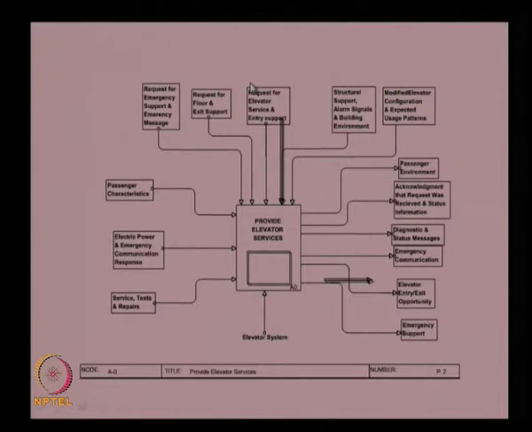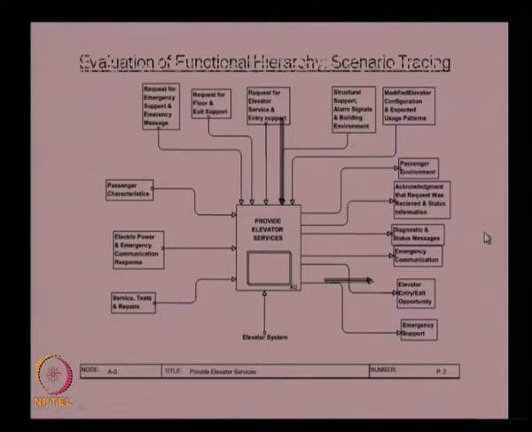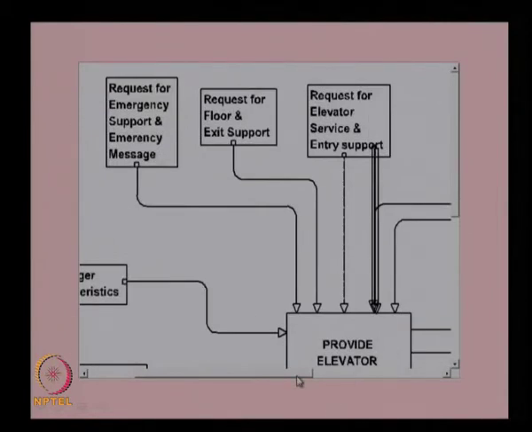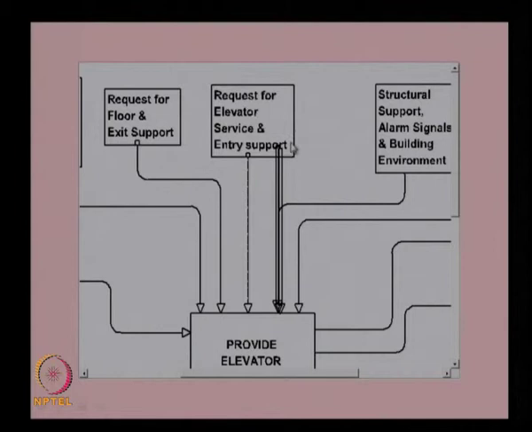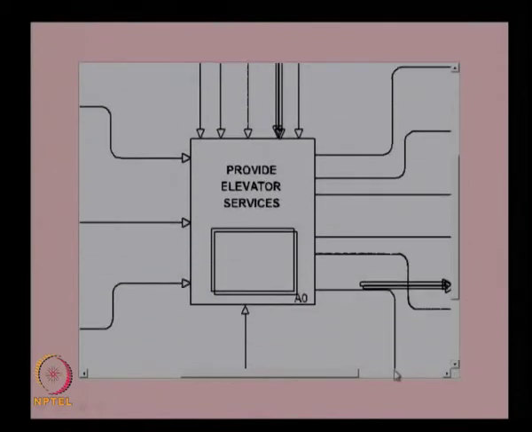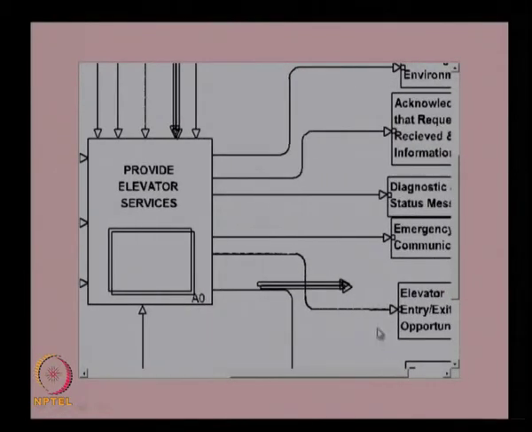So we can see here the request for elevator service and entry support as an input. We want to trace the scenario of what actually happens once a customer gives a request for elevator service. So the customer is asking for the elevator service, and based on this request the elevator will function and provide an output of entry exit opportunity. So that is the final output coming from the elevator for this input.